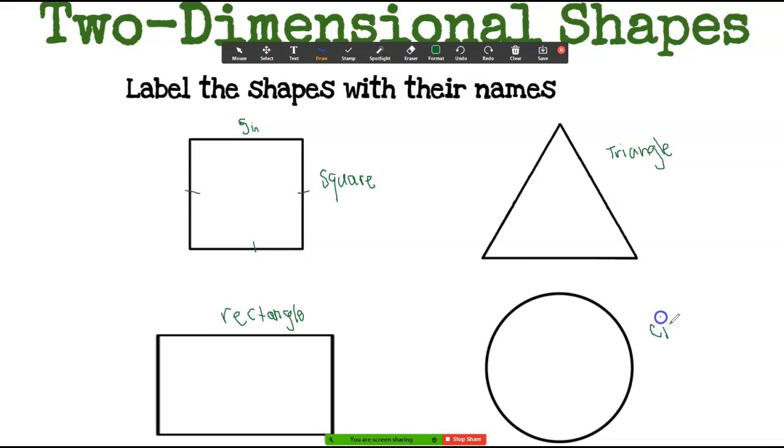And down here we have a circle. And remember, which one of these is not a polygon? That would be the circle is not a polygon because it is curved. Remember, a polygon, all of the sides need to be straight. Okay, so square, remember, all of the sides are equal. A rectangle is going to be a little bit elongated. A triangle has 3 sides, and a circle is not considered a polygon because it has curved edges.